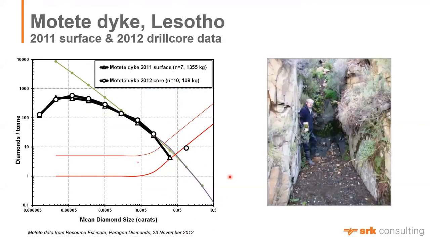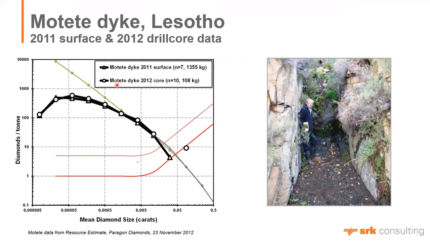There's another interesting data set to discuss. This comes out of the Mateti dike in Lesotho. It was sampled in 2011 at surface. 7 samples, a total of about 1,400 kilos. These were 200 kilos each per sample, roughly. And it gave you a data set in triangles, which is largely hidden by a subsequent data set, but there it is over there. And it peaks out over here.